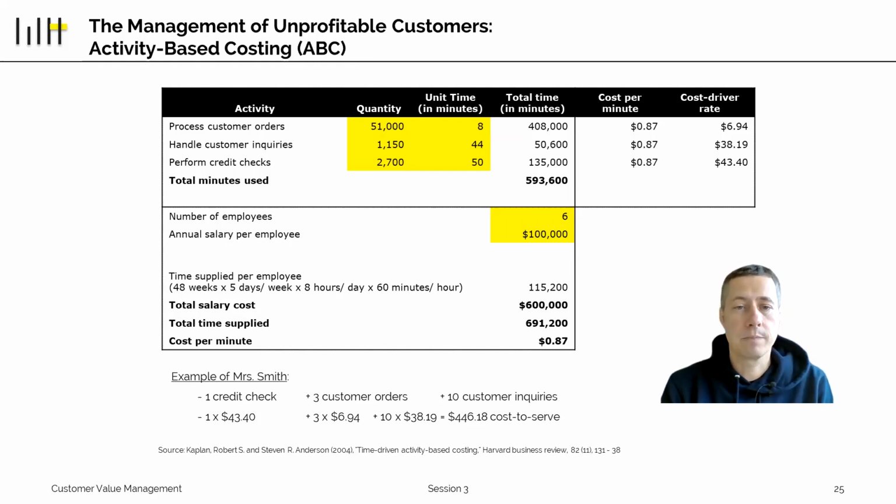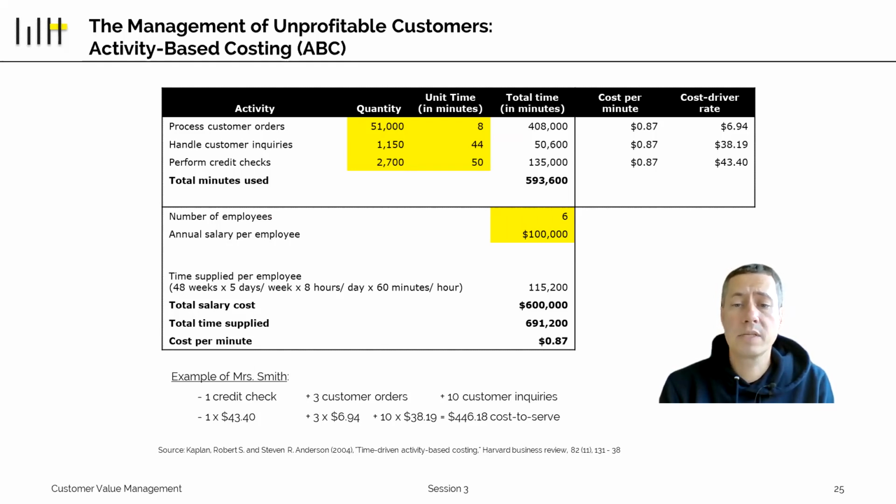Assume you have a department that does 3 things. They process customer orders, they handle customers' inquiries, and they perform credit checks. In a given year, they do 51,000 orders, 1,150 inquiries, and 2,700 credit checks. And we know that processing one order takes about 8 minutes, handling a customer inquiry takes 44 minutes, and performing a credit check takes 50 minutes. If you multiply the quantity with the unit time, you get the total time that is spent on each of these tasks.